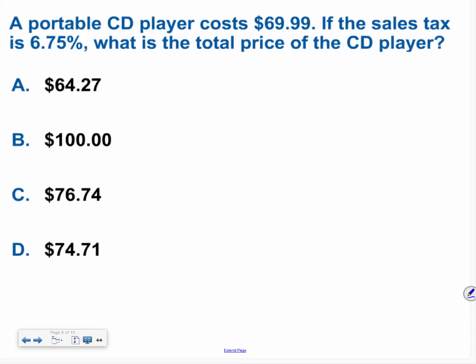Hopefully you ended up with $74.71. If not, be sure to ask me for help in class, or ask a friend, or watch the last example again, or read from your book. There's examples in there. Again, so many options. Man, what are you going to do with all these?